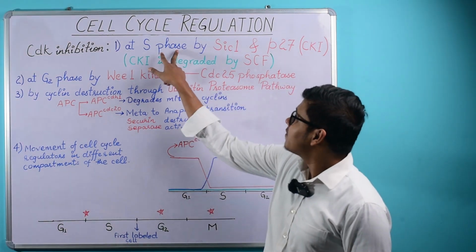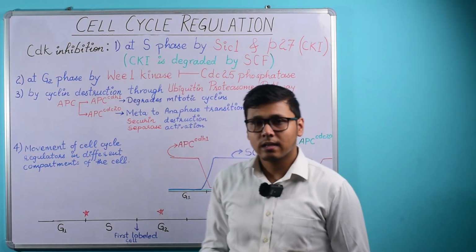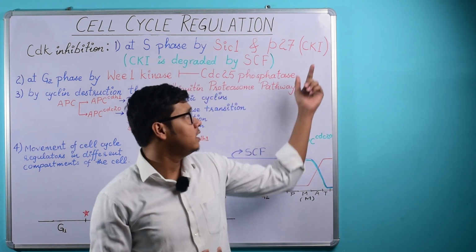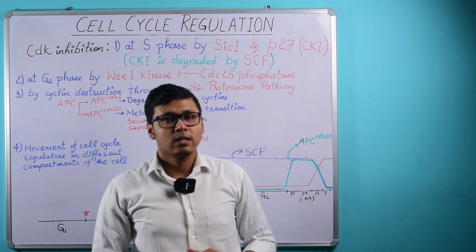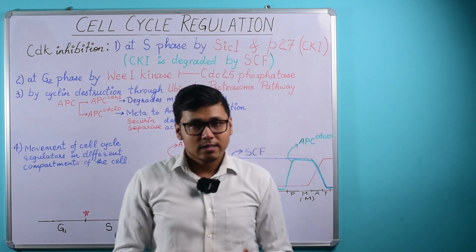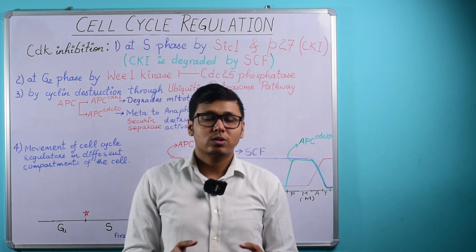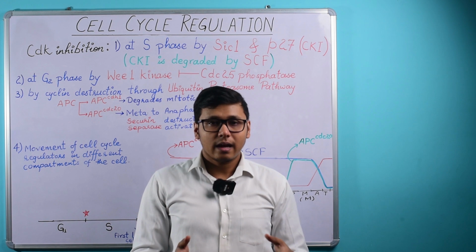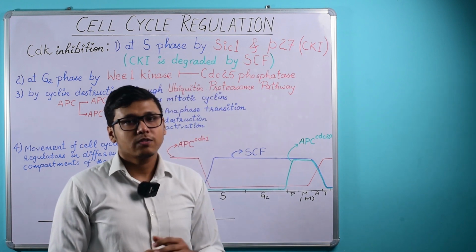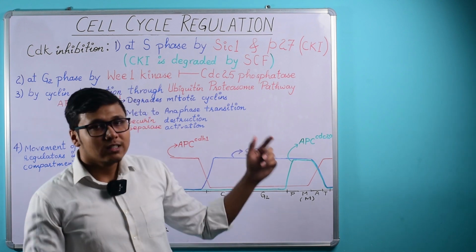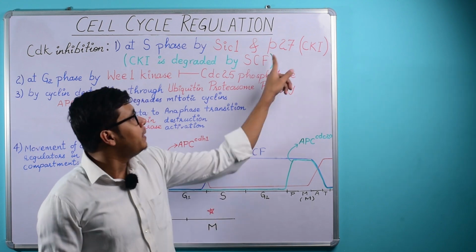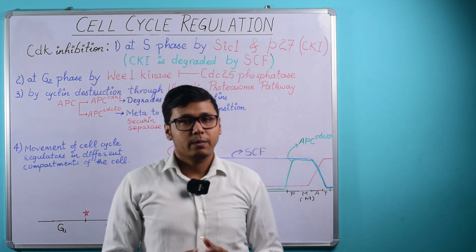At the S phase, CDK activity is checked, and the CDK is inhibited by the CKI protein. What is CKI? The CDK inhibitory proteins, right? What do they do? They come and bind to the cyclin-CDK complex and alter the active site of the CDK. In this way the activity of CDK is checked. And what are these proteins? It is SIC1 in yeast and P27 in vertebrates.